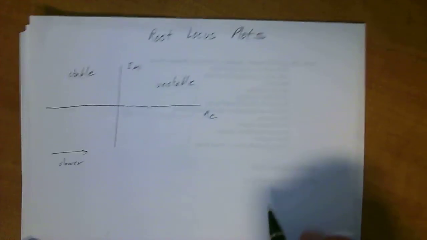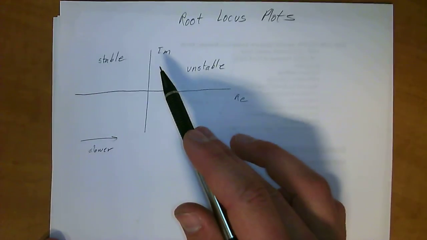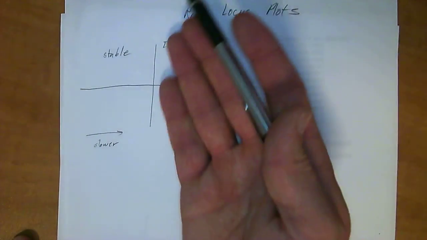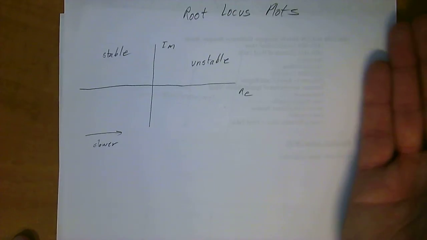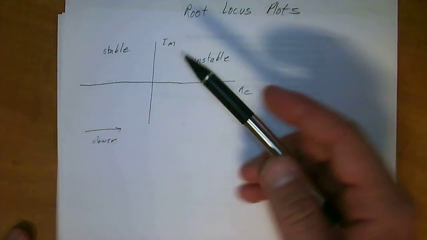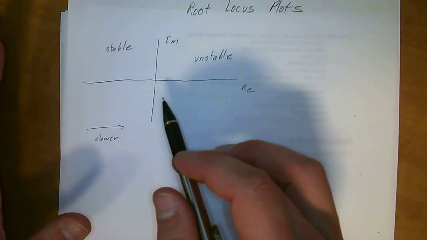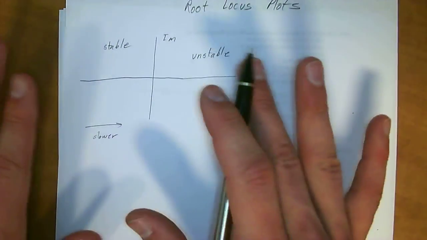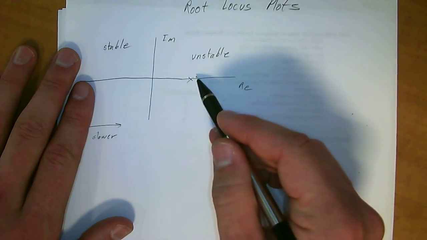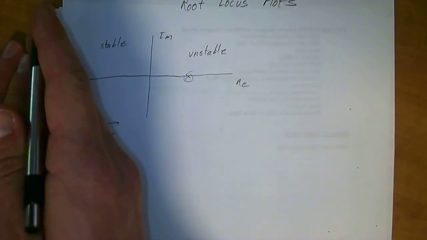Starting out, if you've got a root locus diagram with a real axis and imaginary axis, the basic thing you're able to see is that anything on this side of the imaginary axis is unstable. If anything is on the imaginary axis, it's marginally stable. And if there's anything to the left of the imaginary axis, it's stable. That's the basic rule right off the bat. If there are any poles over here, the system will automatically be unstable, but if all the poles are on this side, it will always be stable.